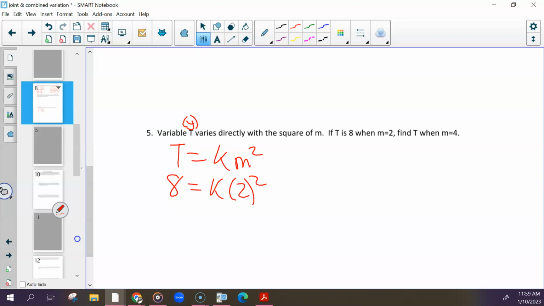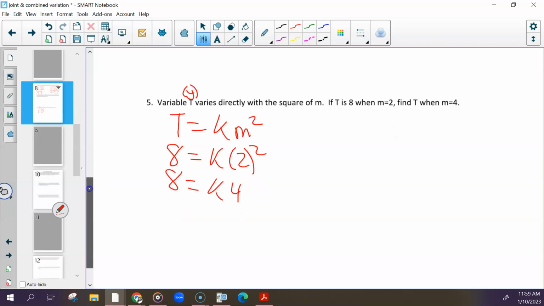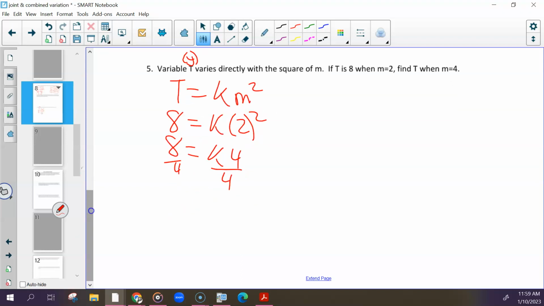So 2 squared would give us 4. Then we could divide on both sides by 4. So 2 is k, yep. Put that back into your original. T equals 2m squared. And then it asks us to find t when m is 4. Put 4 in for m.